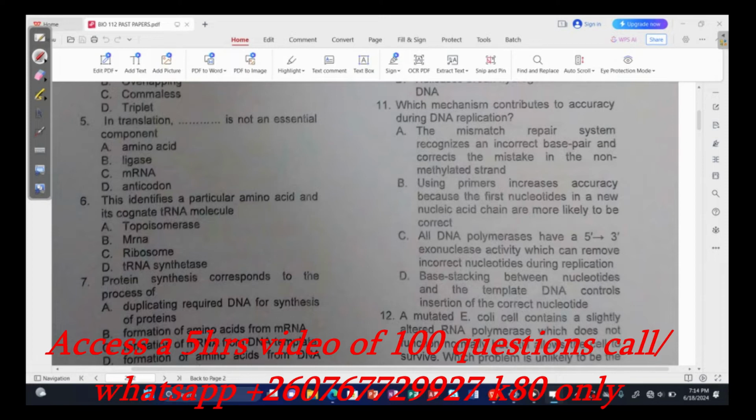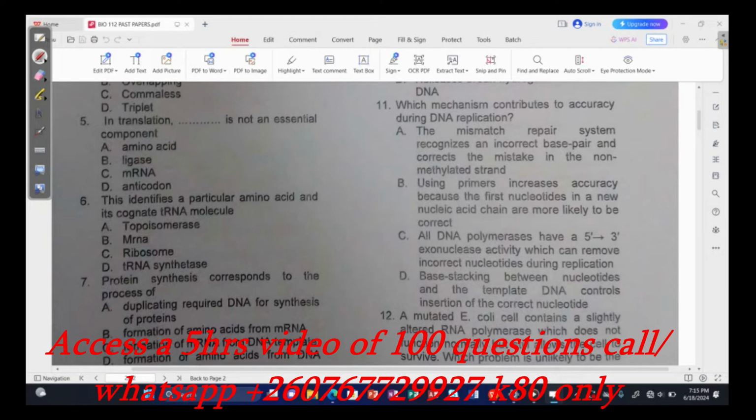Question 11. Which mechanism contributes to accuracy during DNA replication? What mechanism contributes to accuracy during replication? This has to do with proofreading. Which enzymes are involved in proofreading? We have both polymerase 1 and polymerase 3. These two enzymes have proofreading activity with them. So that's what contributes to accuracy. Now let's see the options which we have.